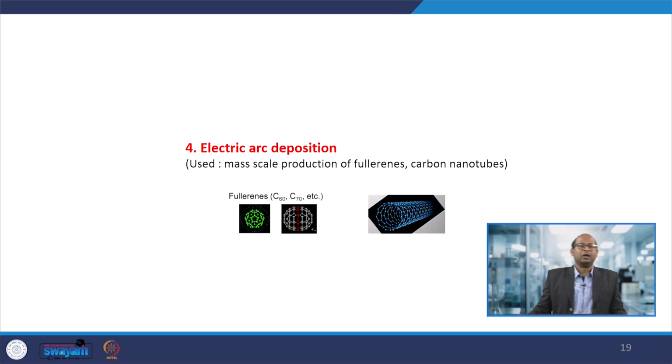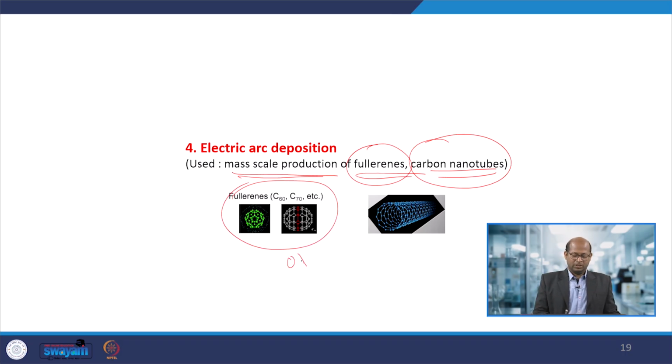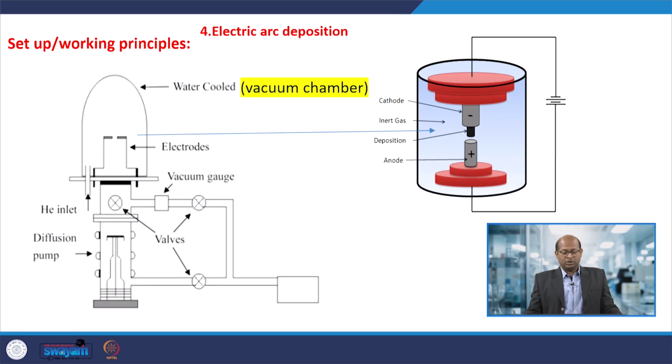Next is the electric arc deposition method. In this particular method we can prepare fullerenes and carbon nanotubes. Fullerenes, as I said, are C60, C70, that is 0D, and nanomaterials. So electric arc deposition is another method. Through these methods we can prepare these, and these are the components. Here is one vacuum chamber. This is a water-cooled vacuum chamber. Here two electrodes are there, electrode 1 and electrode 2, in this vacuum chamber.